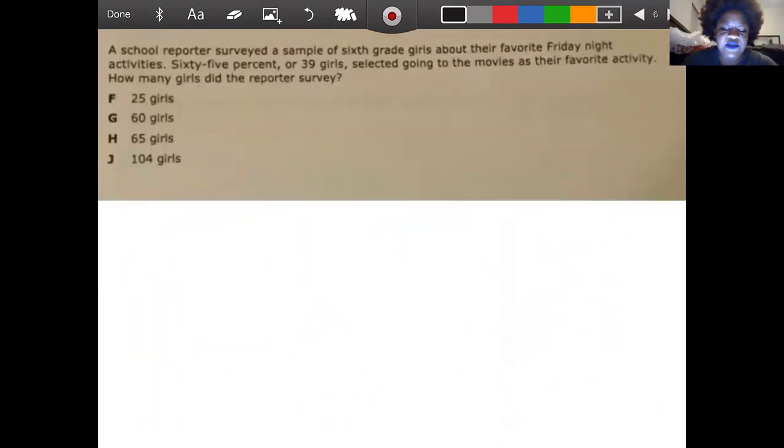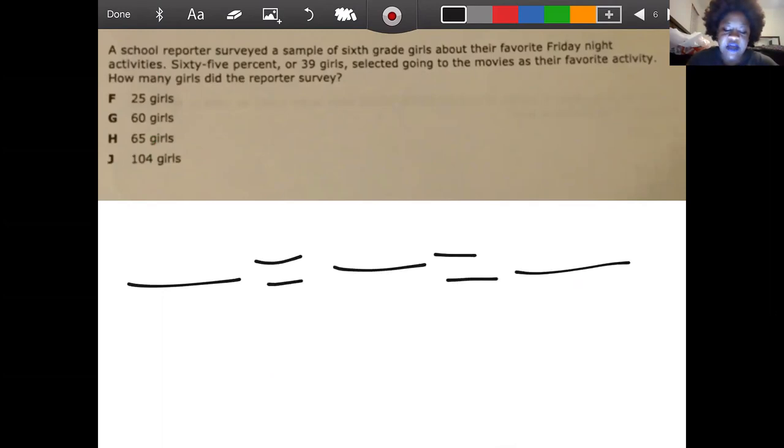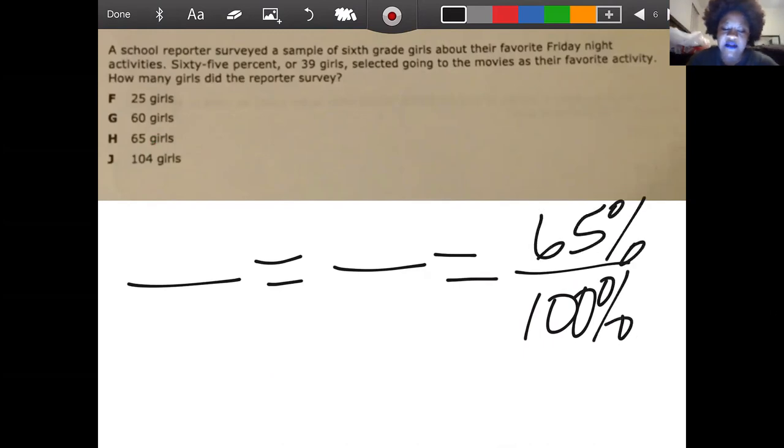Now, next, a school reporter surveyed a sample of sixth grade girls about their favorite Friday night activities. 65% or 39 girls, which is the same, selected going to the movies as their favorite activity. How many girls did the reporter survey? So let's go ahead and make our formula. Now remember, percent is so easy. You already have the percent, so you can fill that out instantly.